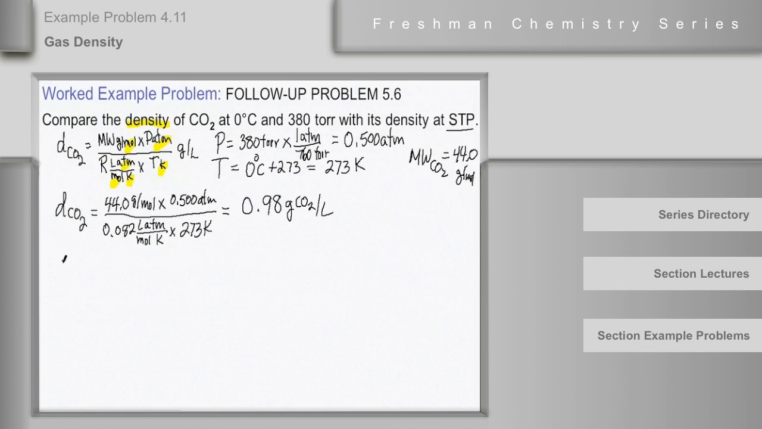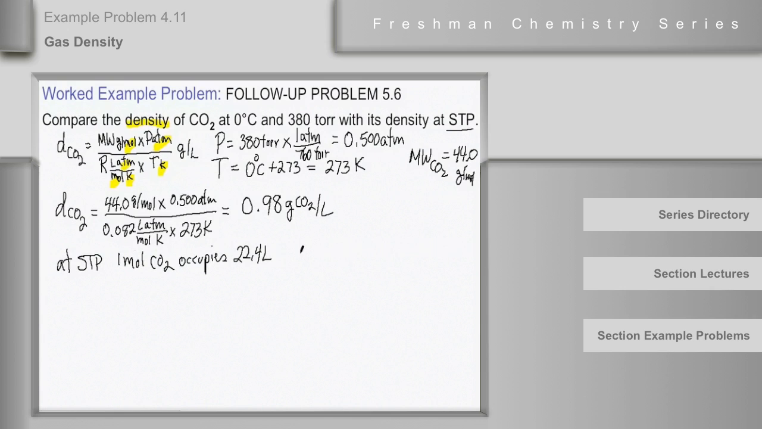So, at STP, we could, if we wish, plug in 44 grams per mole times 1 atmosphere divided by 0.082 liter atmospheres per mole Kelvin, and we put in the temperature, and we would find the new density. But I want to remind you that at STP, 1 mole of CO2 occupies 22.4 liters, the standard molar volume.